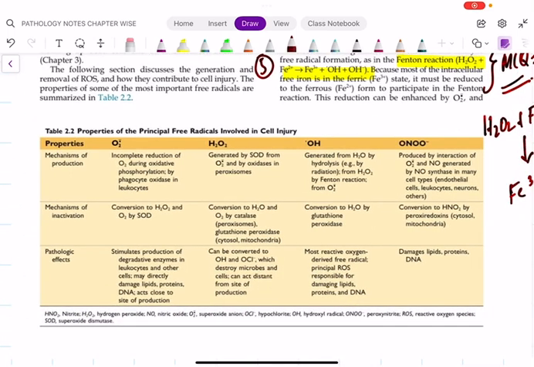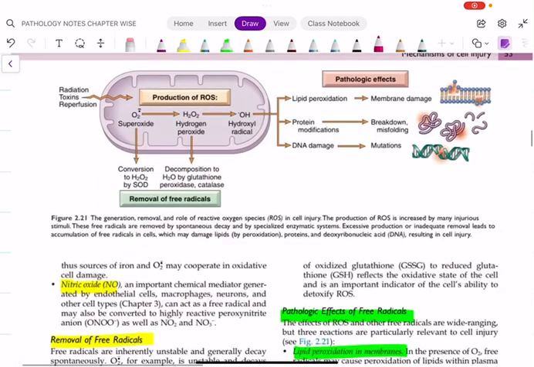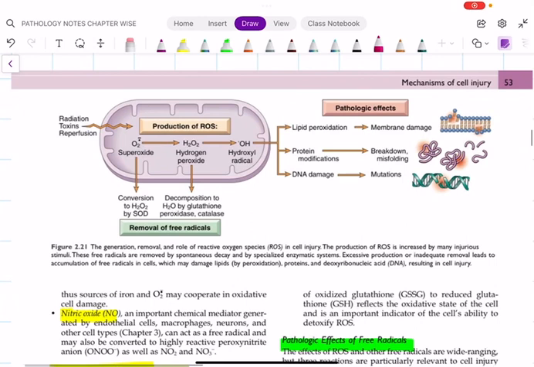It's mentioned in Robbins: superoxide, hydrogen peroxide, peroxynitrite, hydroxyl. Out of that, the most reactive oxygen free radical is, and this is an MCQ, the most reactive or the most powerful ROS, reactive oxygen species, is our hydroxyl free radical. I hope it is very clear for you. Then see how the production goes from superoxide, hydrogen peroxide, to hydroxyl radical.